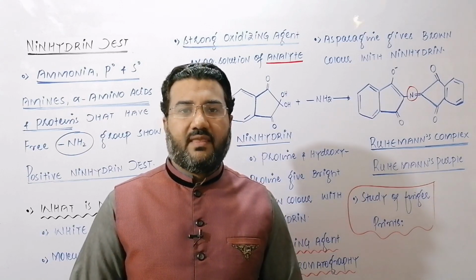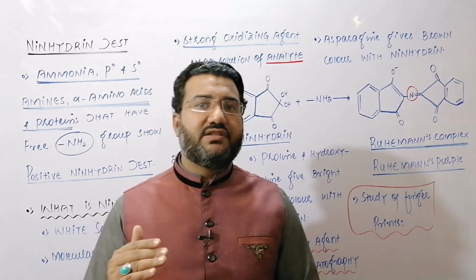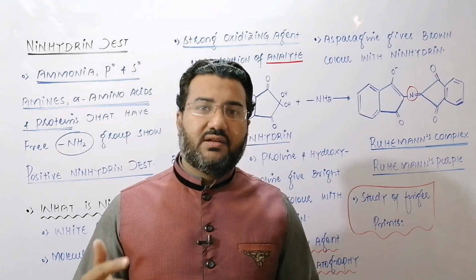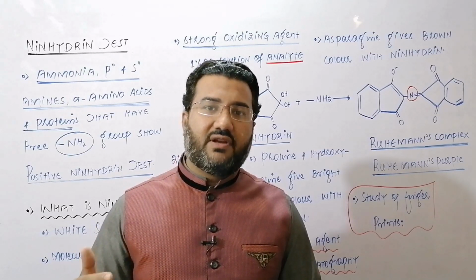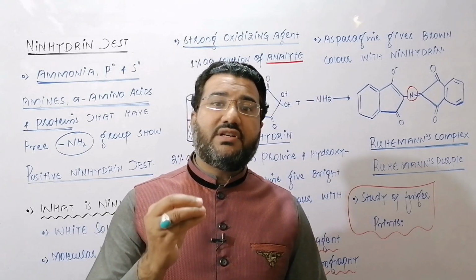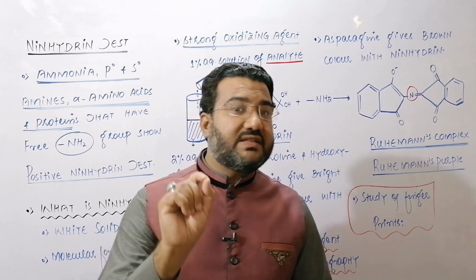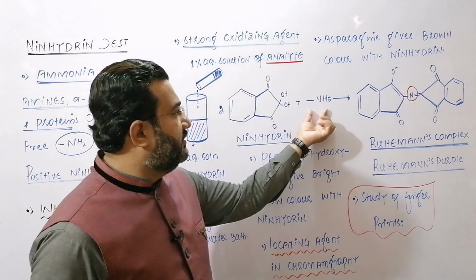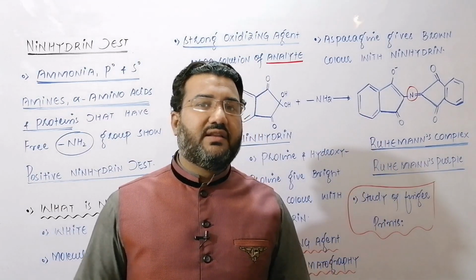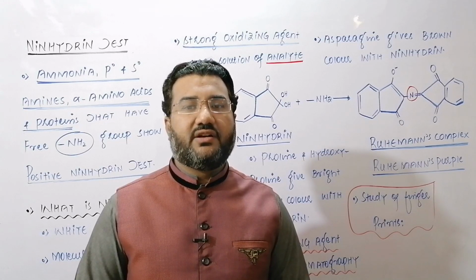So the ninhydrin test is basically a qualitative test which is used for the detection of ammonia, primary or secondary amines, alpha amino acids, and proteins having an NH2 group. And to show a positive ninhydrin test, there is only one condition: the molecule must have an NH2 group. That NH2 group should be present in that molecule in the free form. So that is the only condition to show a positive ninhydrin test.